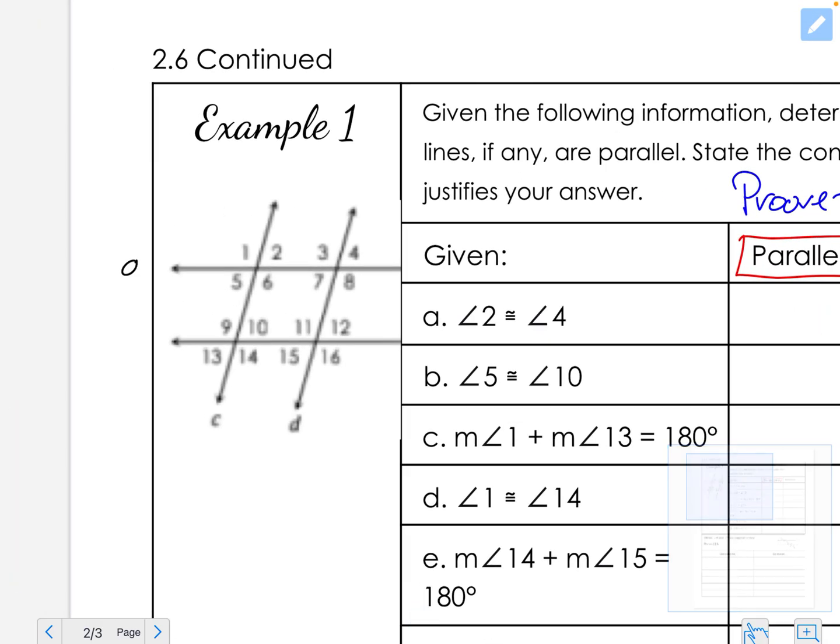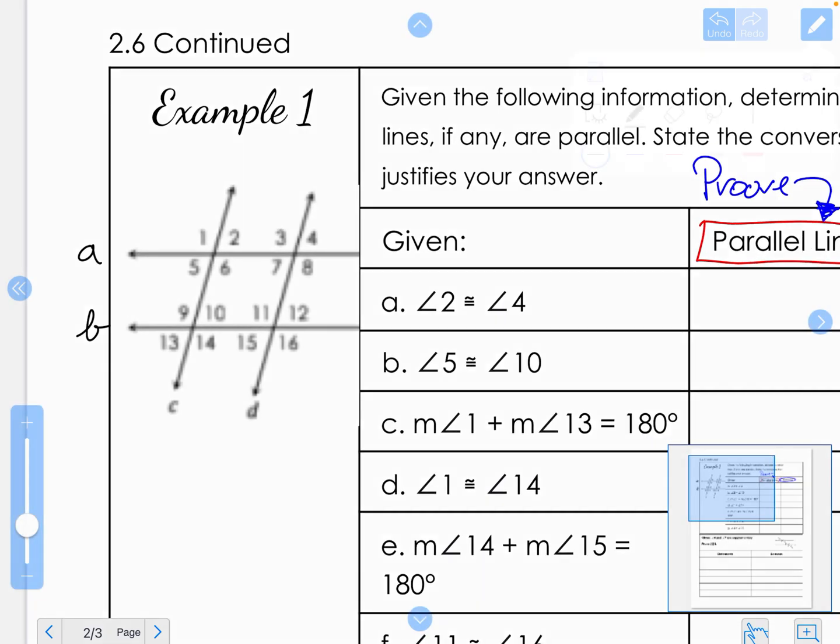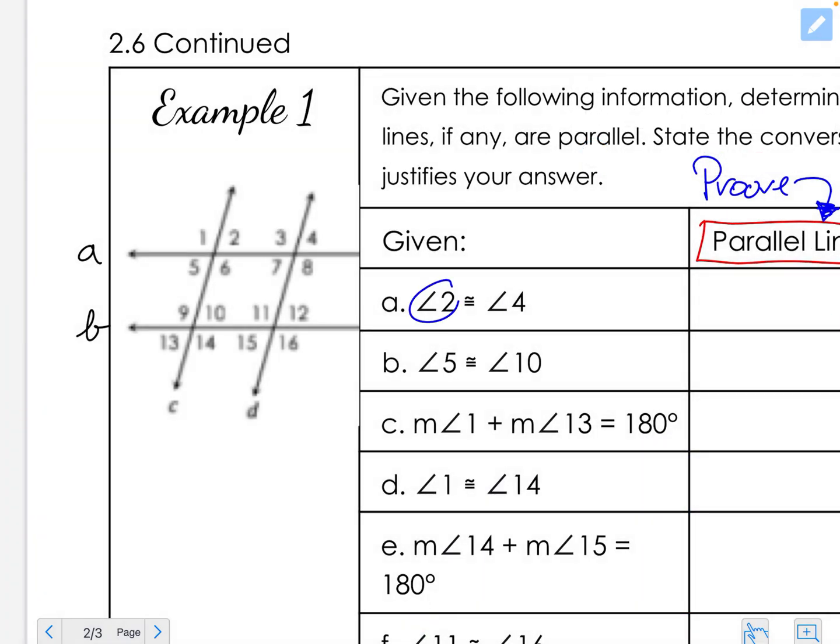So when I created these notes, it cut off our A and our B, but lines A and B are going left to right. They are horizontal. Lines C and D are going up and down. So let's look at these first two angles that we are given. We have angle 2 and angle 4. So I find angle 2, I find angle 4.